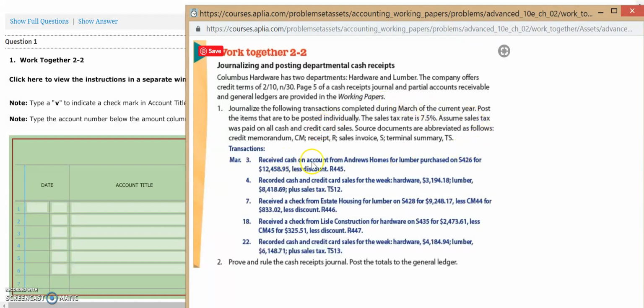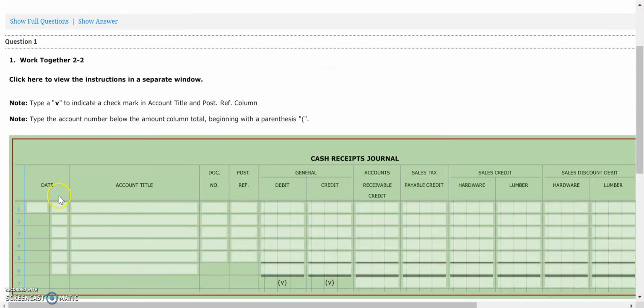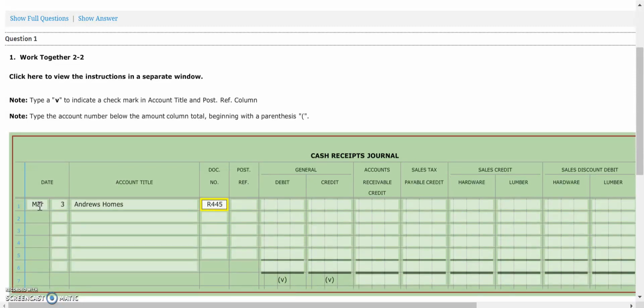So our first one says that we received cash on account from Andrews Homes for lumber purchased on sales invoice 426 for $12,458.95 less the 2% discount, receipt number 445. So we come on over here and we put March 3rd in. And our account title, of course, is for Andrews Homes. And our document number was R445.